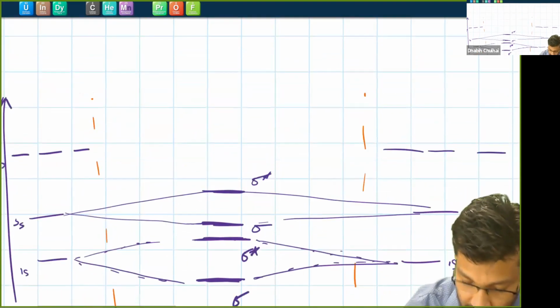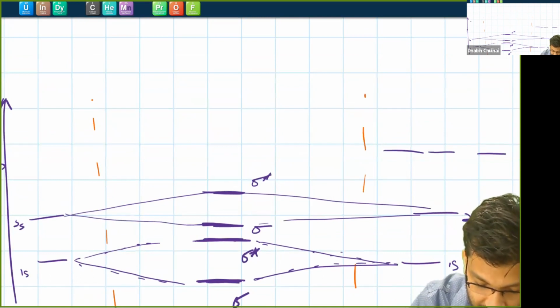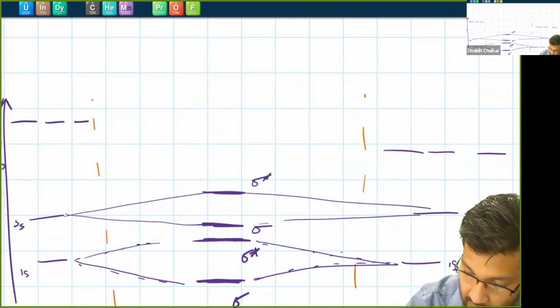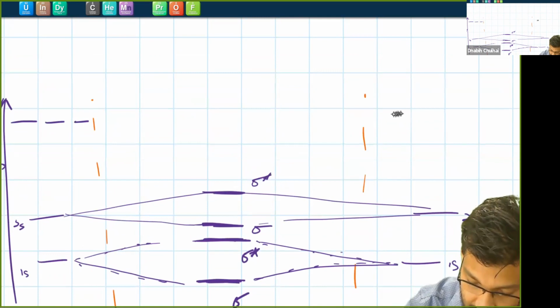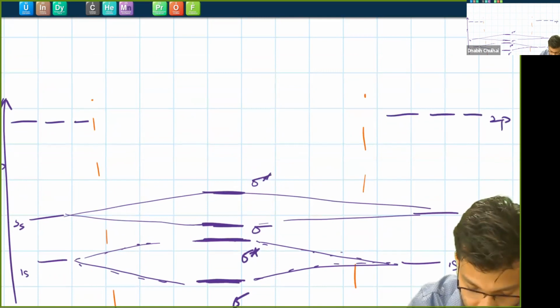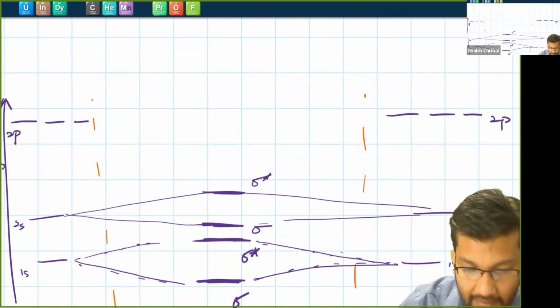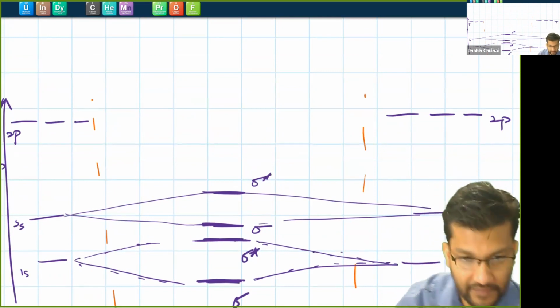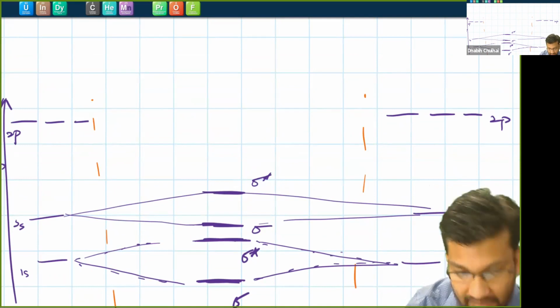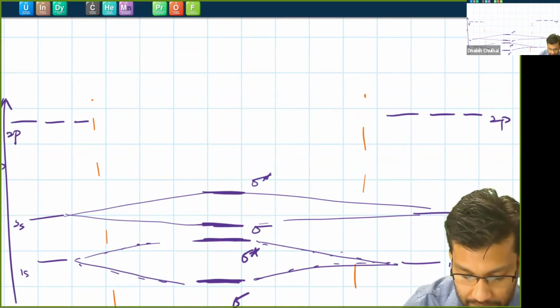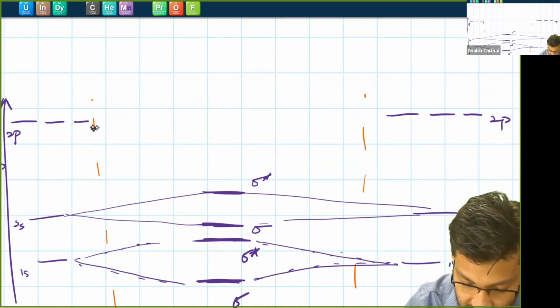For the p orbitals, I'm going to erase this and draw them a little bit higher because we need more space. So that's 2p, and this is 2p. They form 4 different pi orbitals and 2 different sigma orbitals, as we just saw, right? But their exact order can change. But I'm just going to show you one situation where maybe the lowest one here is a sigma.